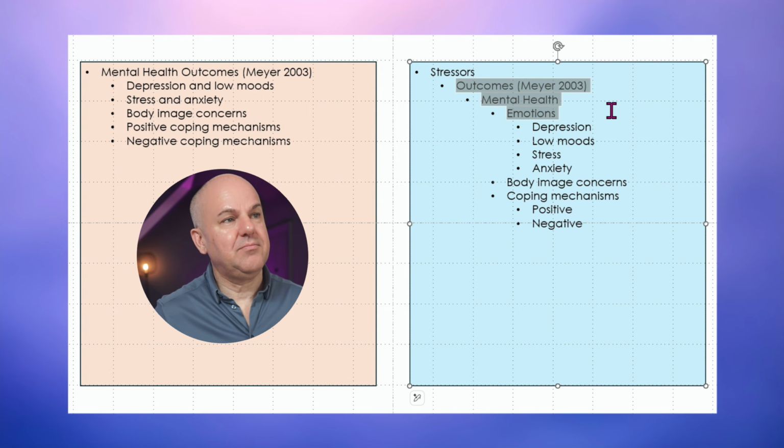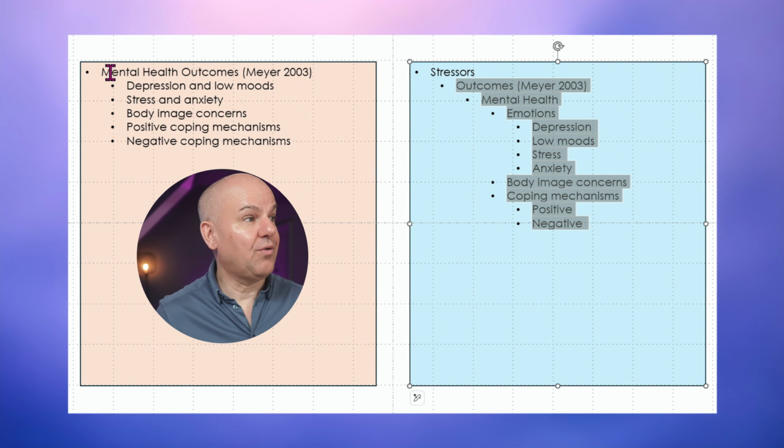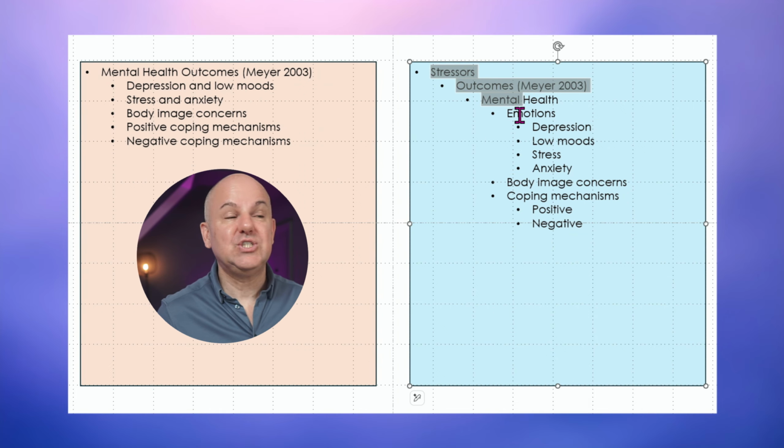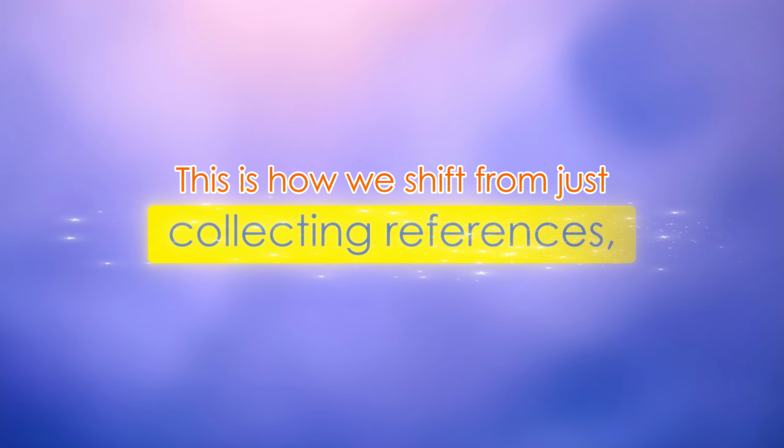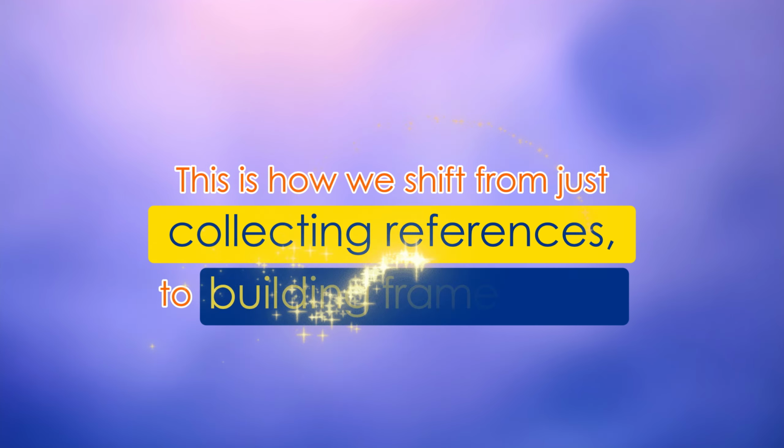And suddenly we're no longer dealing with the 5 bullet points all at the same level. We're mapping a structure. We've got theme, subtheme, subtheme of subtheme. In this instance, we moved on from a 2-level structure to a 5-level structure using the same information. We have not added any information. This is how we shift from just collecting references to building frameworks. And the magic happens when you apply this to multiple sources.